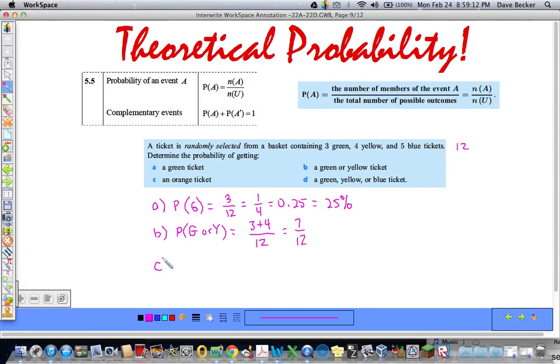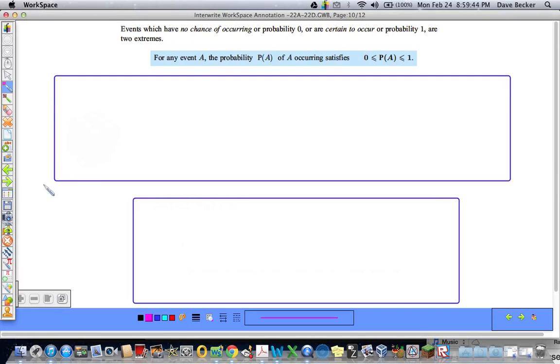C, an orange ticket. Orange, let's see, green, yellow, blue. Oh no! Probability of orange, there aren't any orange. That equals 0 out of 12, or 0. Very simple, easy peasy. D, green, yellow, or blue ticket. Well, that's all of them, isn't it? That's 12 out of 12, which equals 1. In fact, it is certain that someone will draw a green, yellow, or blue ticket.